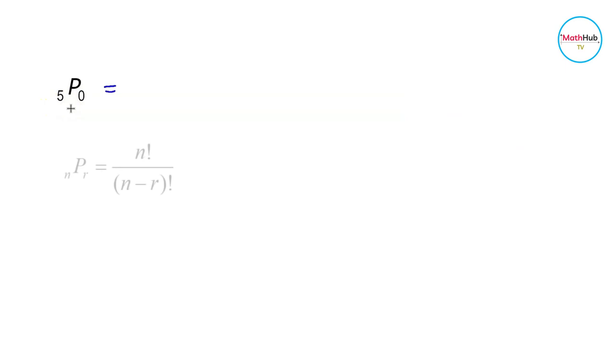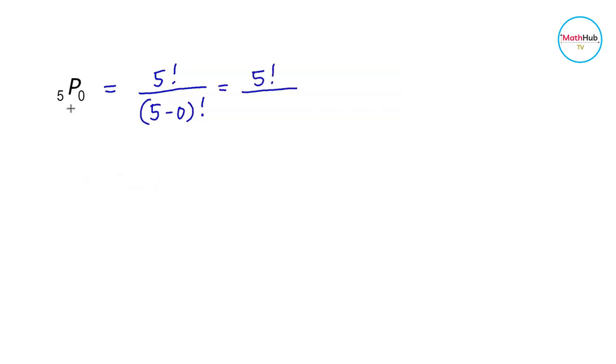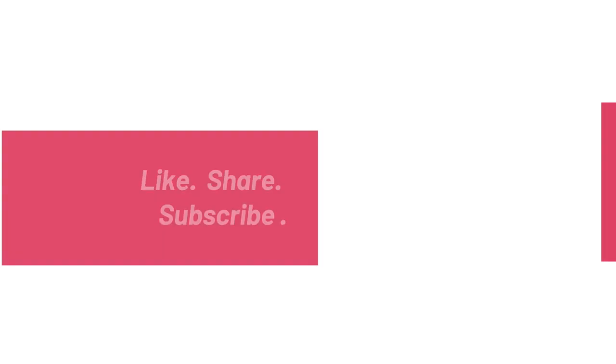Next, let's compute permutation 5 taken 0. This is equal to 5 factorial divided by (5 minus 0) factorial. This is the same as 5 factorial divided by, 5 minus 0 is still 5. 5 factorial divided by 5 factorial is equal to 1.